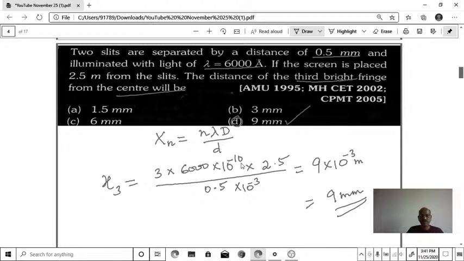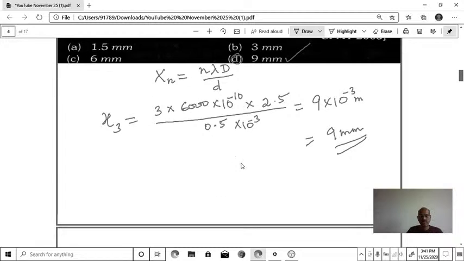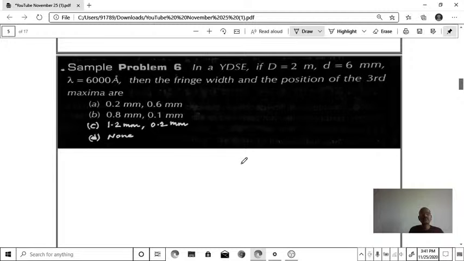Third bright fringe from the center. Let us go for the next sum. Here it is. See here, in Young's double slit experiment, capital D equal to 2 meter, directly given, the distance between the slit and screen. Small d is given, the distance between the slits, and wavelength also given in angstrom. Then find the fringe width and the position of third maxima. Again, third maxima. Understand the question.